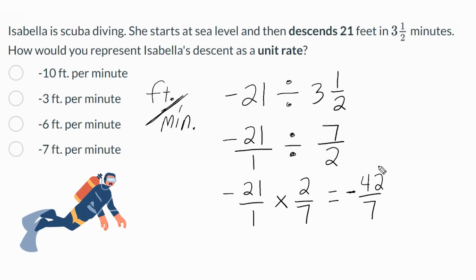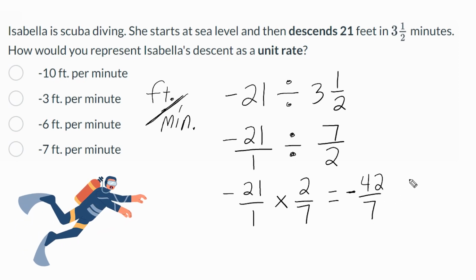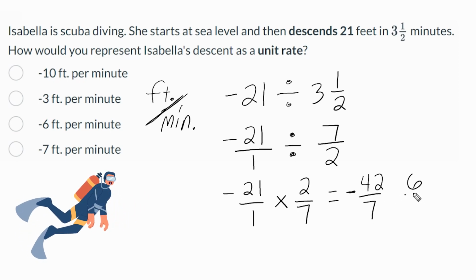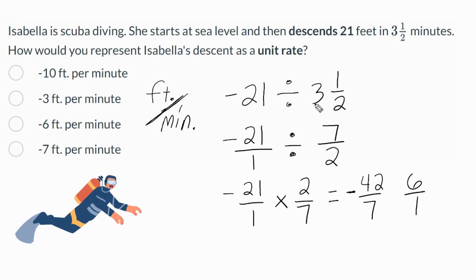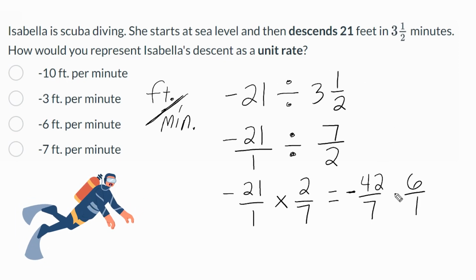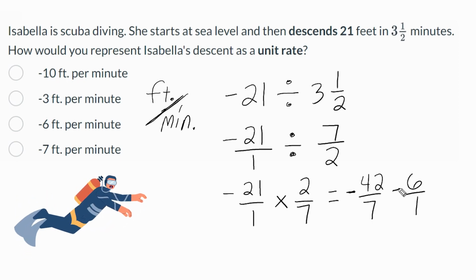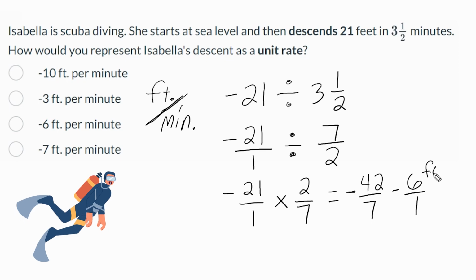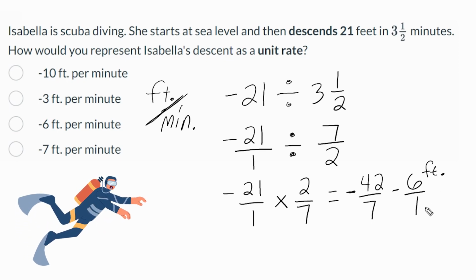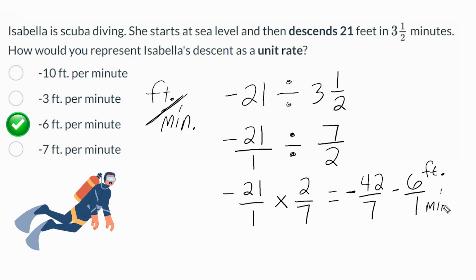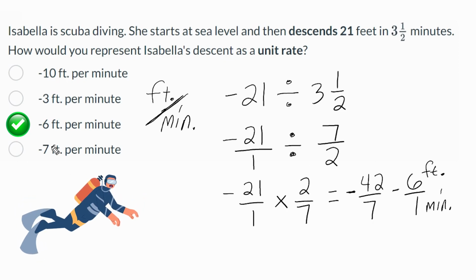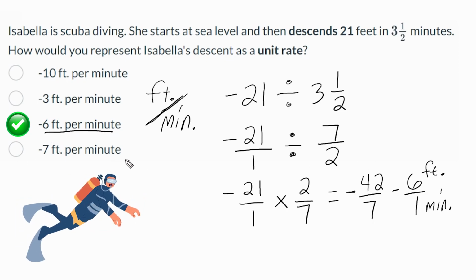Now remember, the top number represents feet, and the bottom number will represent minutes. So let's go ahead and reduce this fraction first. We have 42 divided by 7, which is 6. However, we're going to leave a 1 on the bottom because we are dealing with a unit rate. And we have to bring our negative over. So we're going to say that Isabella descended at a rate of 6 feet per minute, or each minute. So the correct response right here would be negative 6 feet per minute.